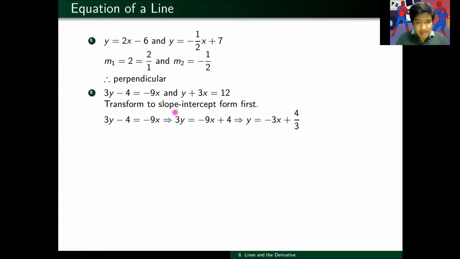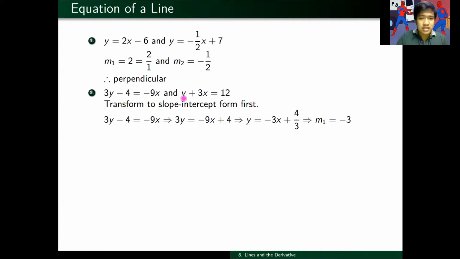If I do that, magka-cancel yung 3 dito. Y na lang po ito. Sa kabila, minus 9x over 3, that's minus 3x. And then yung 4, magiging 4/3. Okay? So it's already of the form y equals mx plus b. My m here is negative 3. So siya yung slope ng unang line.